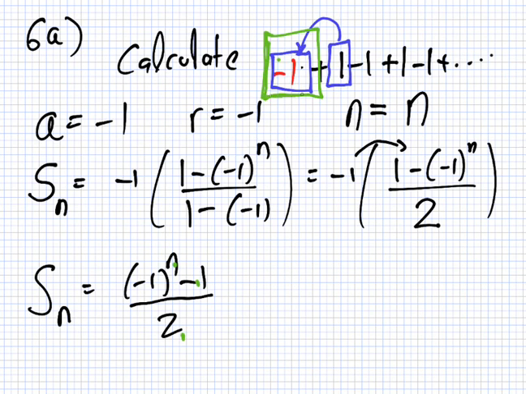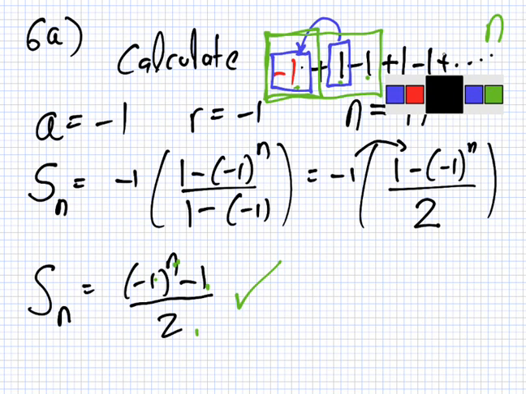Now what happens if you add the first two terms together? You should have 0. So let's check that. If I put n as 2, minus 1 squared is 1, 1 minus 1 is 0. And lastly, if I put n as 3, what should my answer be? Minus 1, when you add them together. So let's check it. Minus 1 cubed, minus 1. Minus 1 minus 1 is minus 2, divided by 2 is minus 1. So we can see that this works for whatever n number of terms we have.